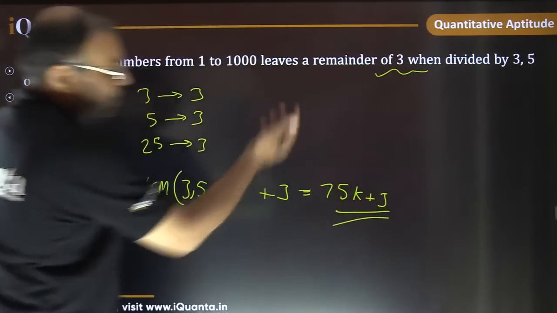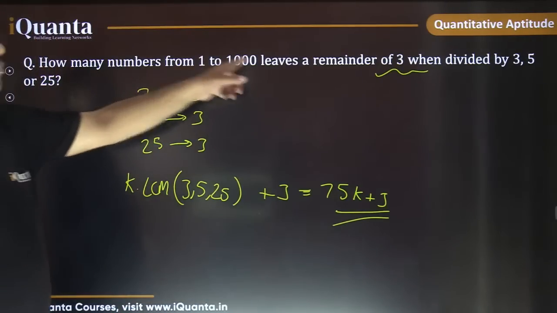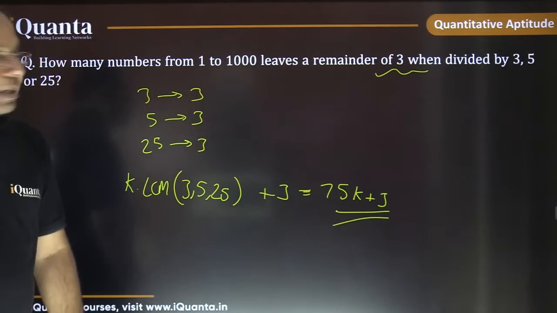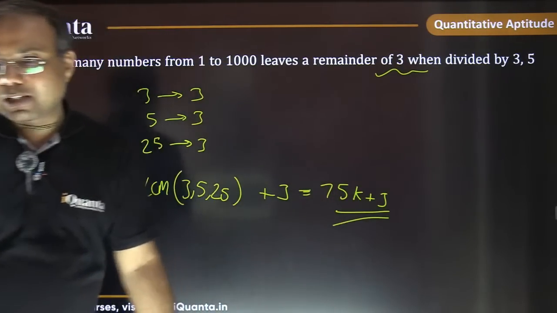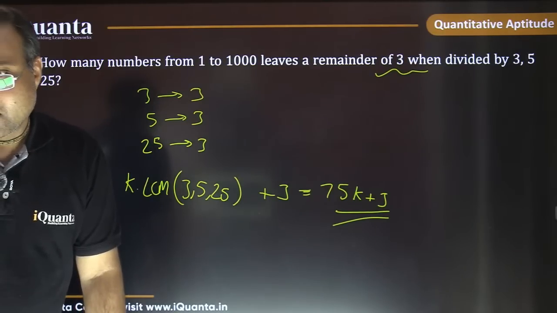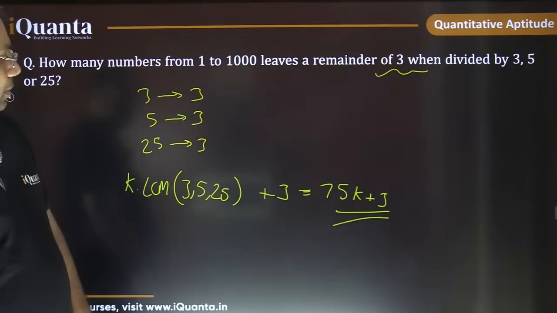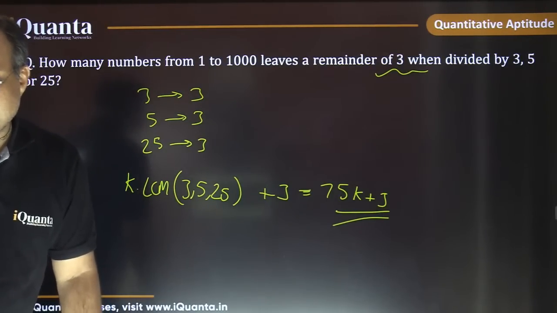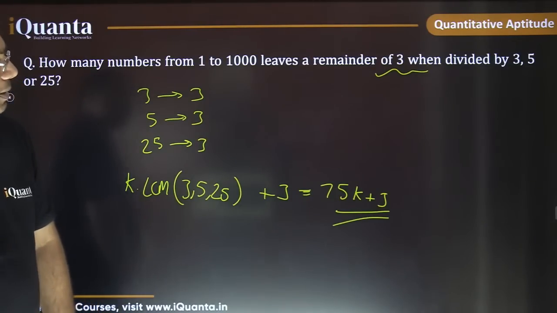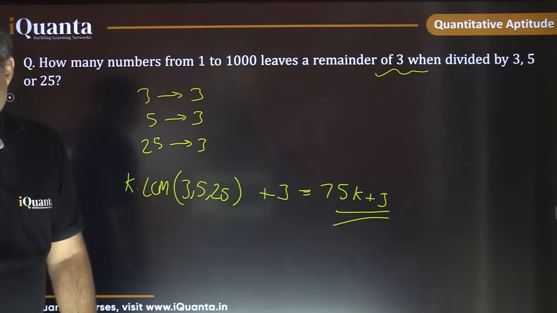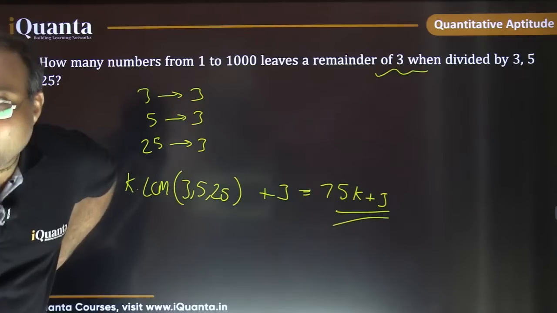Now count that. Among 1 to 1000, we need to find how many numbers are of the form 75k plus 3. Only that is what we need to calculate. So you can do it easily. Now it's your choice, whether you make an AP or something else. I think 13 or something will come out. Yes, 13 was right, I guess. Many people had said 13.